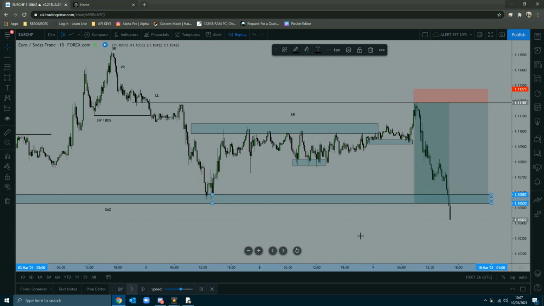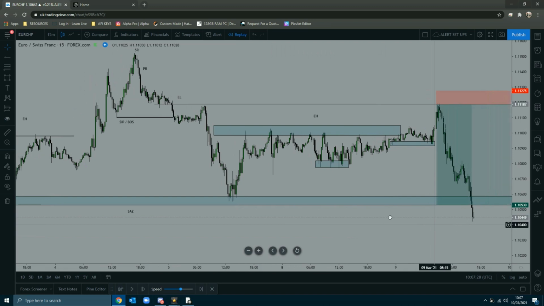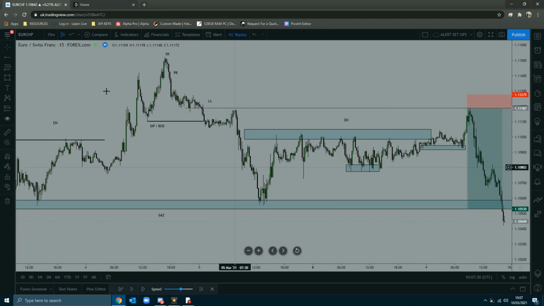So going back on this again, four-point system. We always talk about it in our trade plan. Have we got equal highs or lows? Have the stops been ran? Have we got price rejection? Have we got break of structure, or in this case, what I call structure inversion point? So it's all met there.